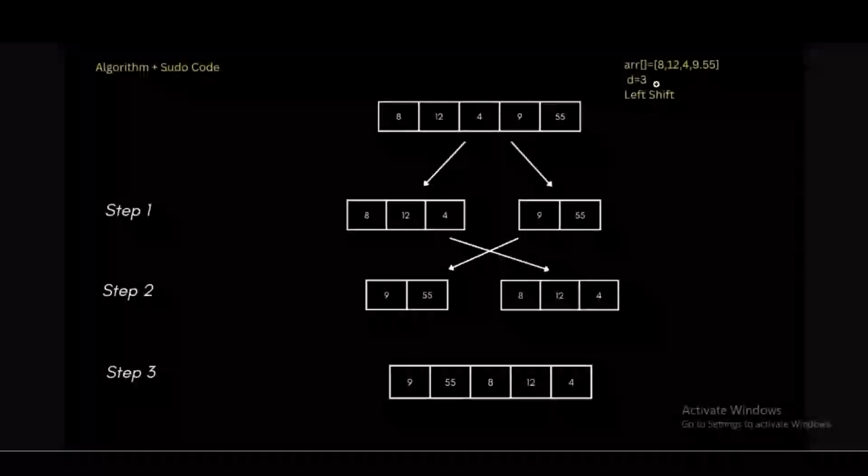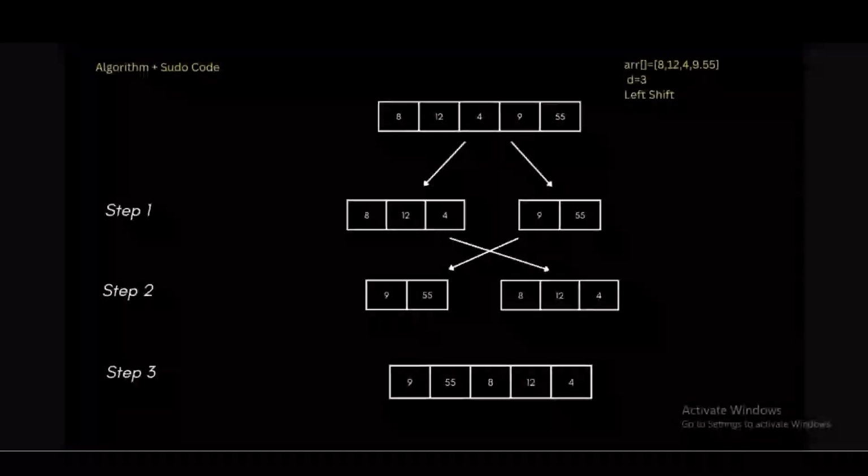Since D in our case is 3, we split this array by 3. The first 3 elements will be in one array, and the remaining 2 elements will be in a different array. In step 2, we bring our first array towards the last, and we bring our last array towards the first. Remember, all these steps are only for left shift operation. For right shift operation, we will see some different steps. Once we move the last array towards the first and the first array towards the last, we combine them together. Now we have an array rotated by 3 positions, and this is how we get our final output. Now let's try to convert this into code.